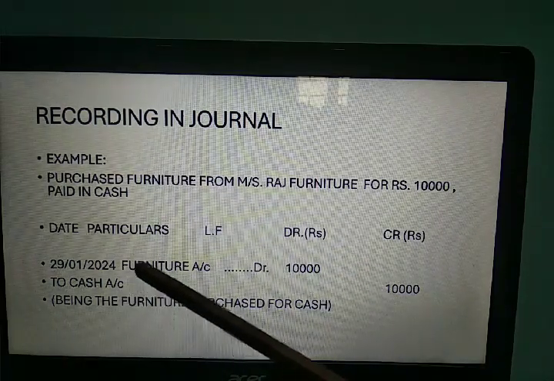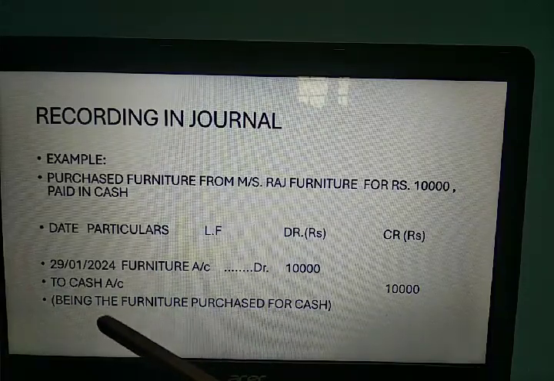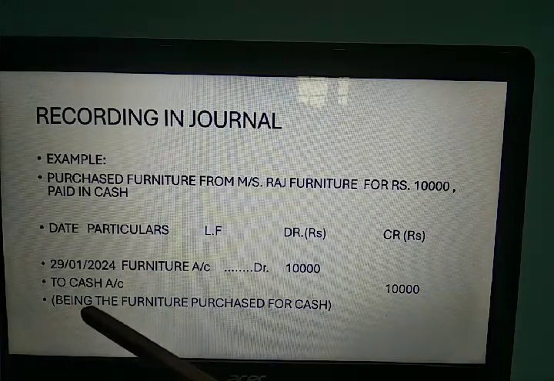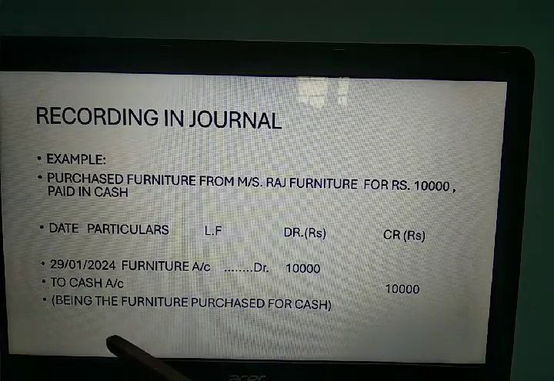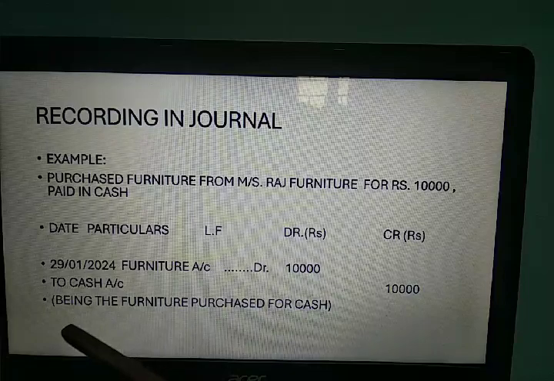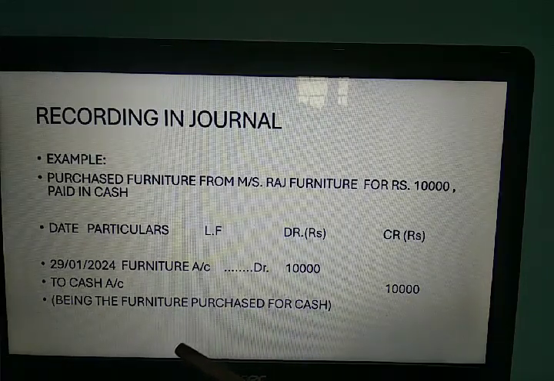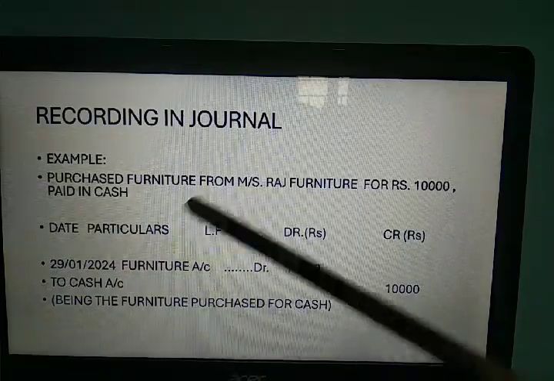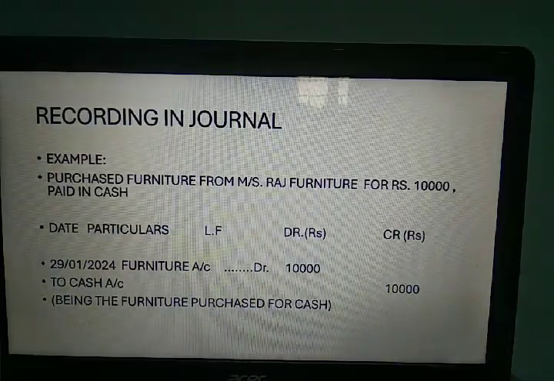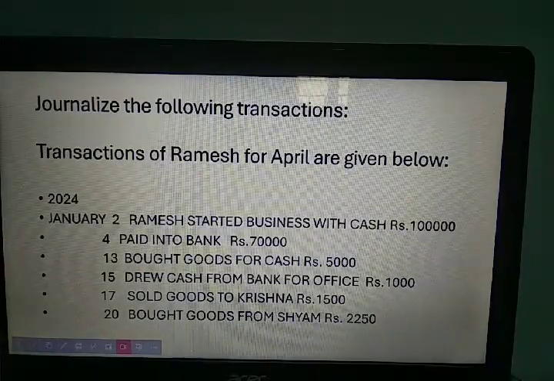So tomorrow, if you see the furniture account there, "to cash" means what for? This is the furniture purchase in cash. Same thing, we are writing that being the furniture purchased for cash. This is the standard form. It will start with "being," and you have to write simply purchase or sale, cash or credit, this way. So this is the recording of transactions, one example we are giving.